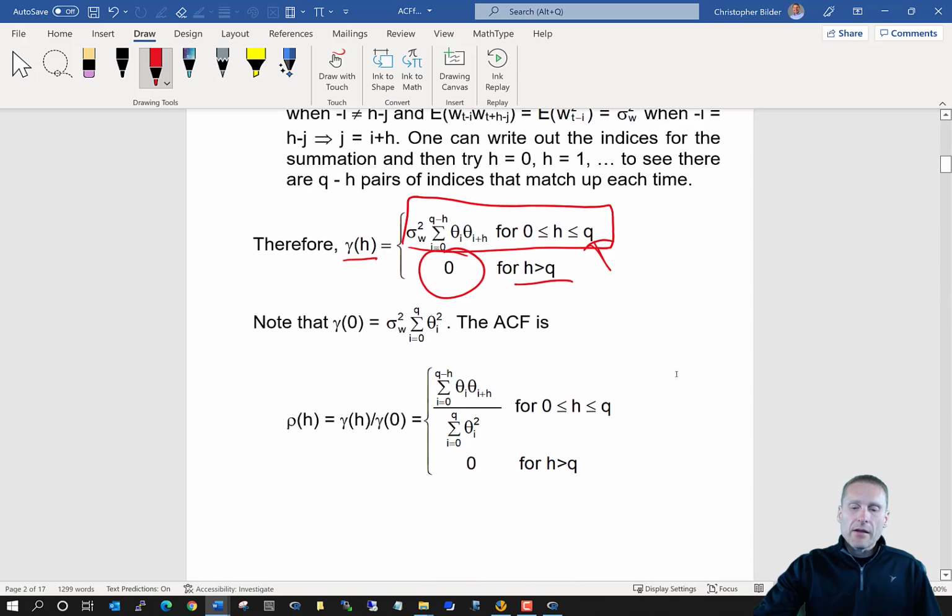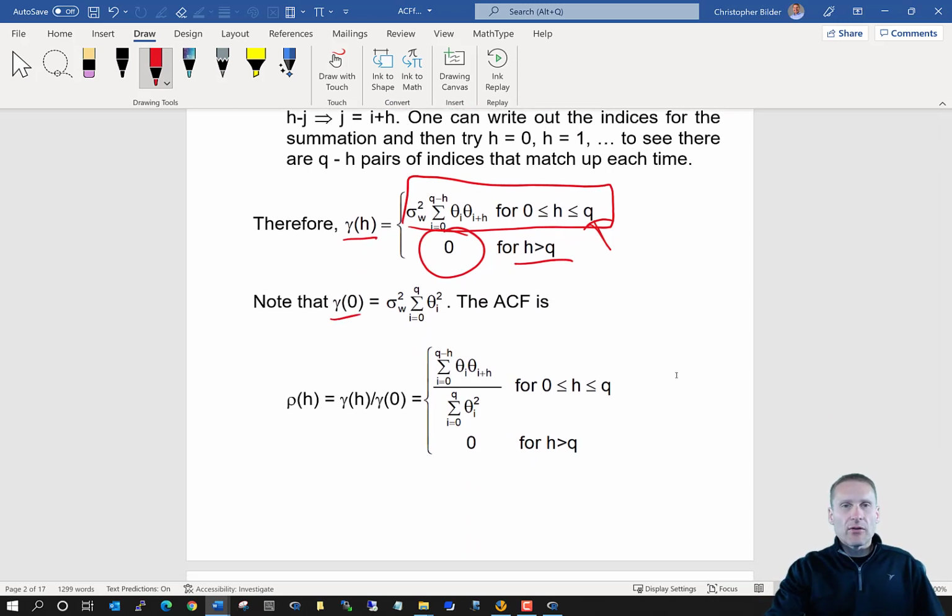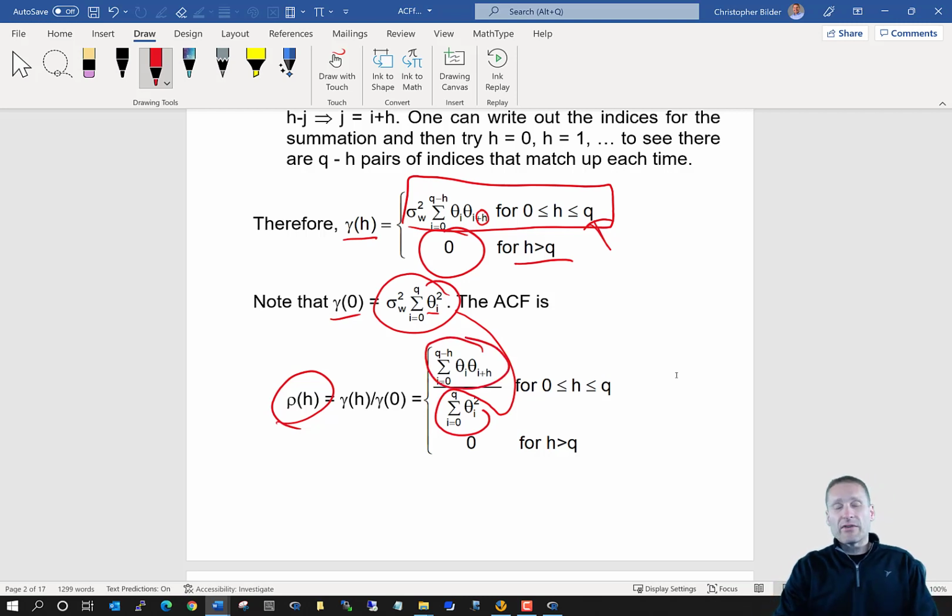Okay. So at h equals 0, what happens? Of course, then this becomes a 0 there. So now we have some thetas that are squared. So there is my variance at lag 0, or my autocovariance function at lag 0, which is the variance. And so when I find my autocorrelation function, I just take this lag 0, put that down there, and then for lag h equal 1, 2, and so on, I'm going to get what's in the numerator. And there's my autocorrelation function.